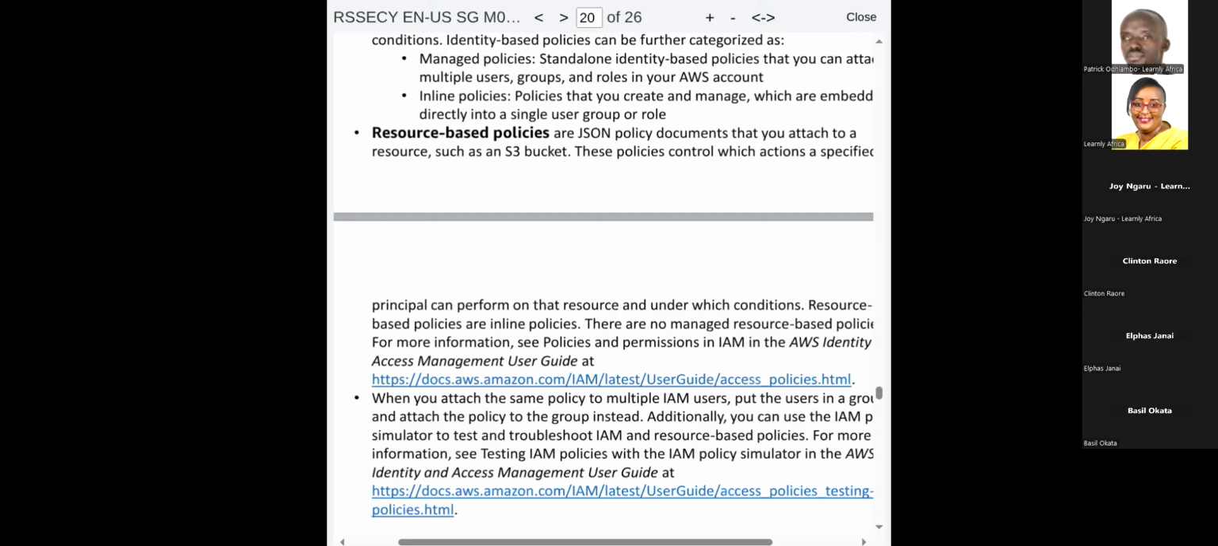All right, so you can use an IAM policy simulator to test your policies, and also use resource-based policies to restrict access based on conditions like IP range and external identity. So those are the best practices when it comes to IAM policies.